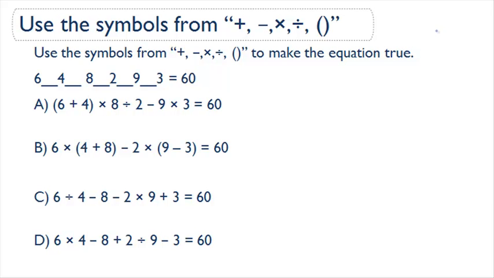Our order of operations comes in 3 simple steps. We're going to start with our first step of parentheses, then we're going to do multiplication and division from the left to the right as our second step, and our third step is going to be addition and subtraction, also moving from the left to the right. So any problem we come to, we're going to start with what's in the parentheses, then do multiplication and division together, then do addition and subtraction together. So let's look at our different options.